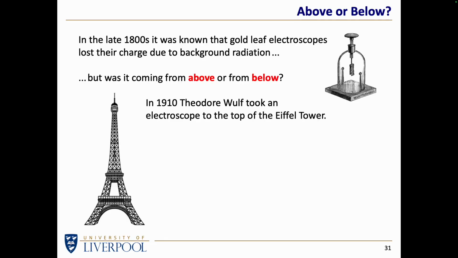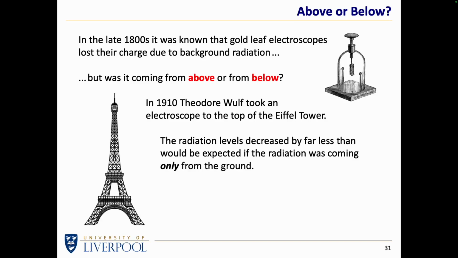A physicist called Theodor Wulf in 1910 said, I know, I can tell if it's coming from the ground or somewhere else. I'll do a measurement on the ground, and then I'll do the same measurement on the top of the Eiffel Tower. Perfectly sensible thing to do. If it's coming from the ground, you would expect the radiation to be less at the top of the Eiffel Tower. But the radiation decreased, but not by as much as you would expect.